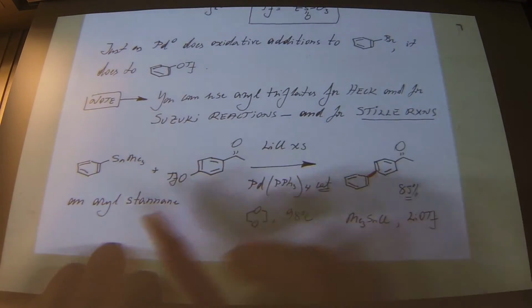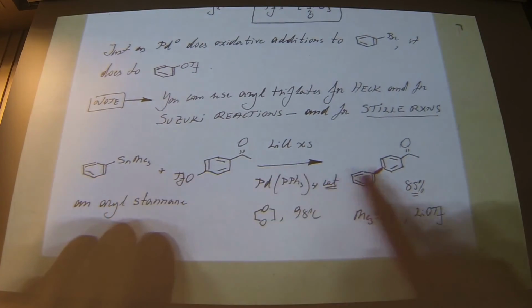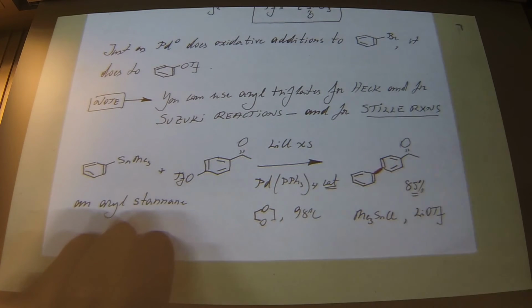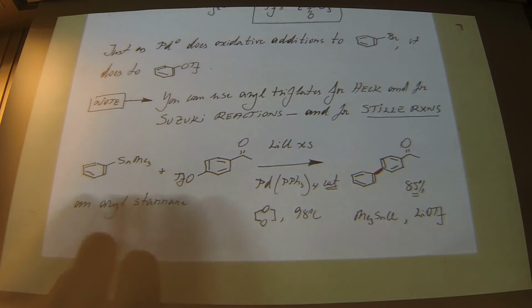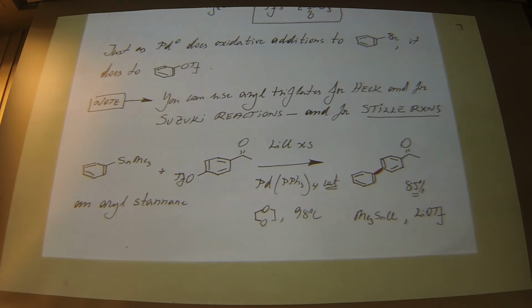Now, one thing I didn't point out. I pointed out that you do this reaction and you get the phenyl coupling. You saw the mechanism, so you know how that works. But look, the tin is bonded to four things: one phenyl and three methyls. So why was it the phenyl that transferred? It wasn't one of the methyls that transferred, right?